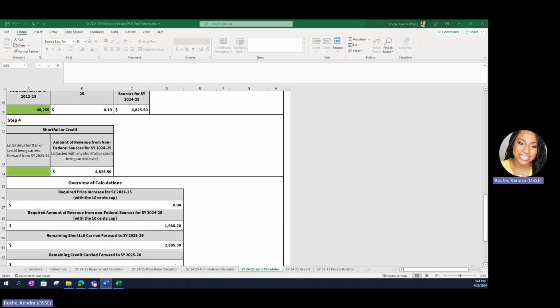Looking at the overview of calculations, you will see the required price increase for school year 2024-25 with the 10-cent cap, the required amount of revenue from non-federal sources for school year 2024-25 with the 10-cent cap, and any remaining shortfall carried forward to school year 2025-26. In this example, there is no remaining credit carried forward to school year 2025-26.